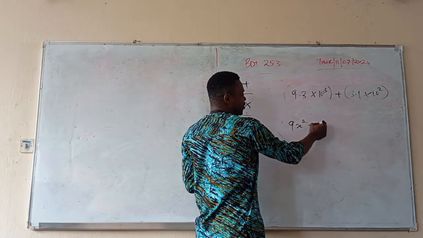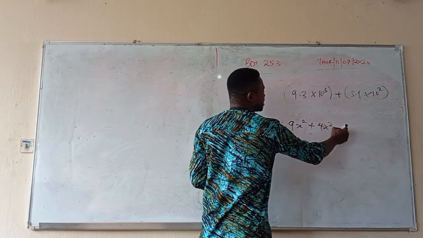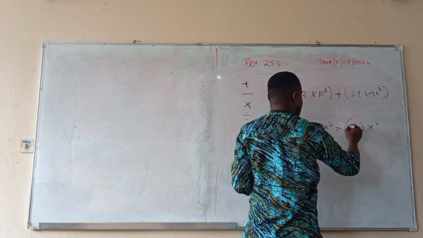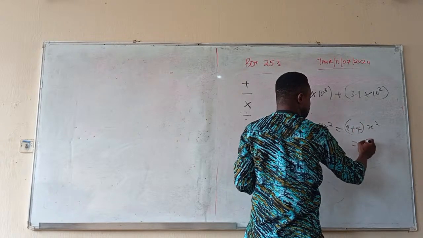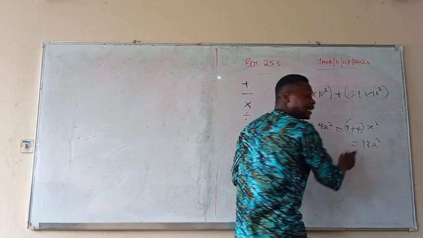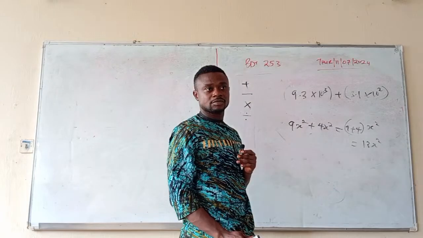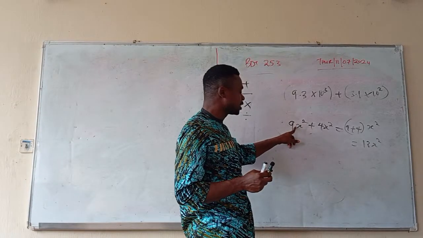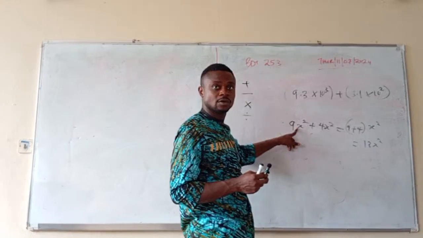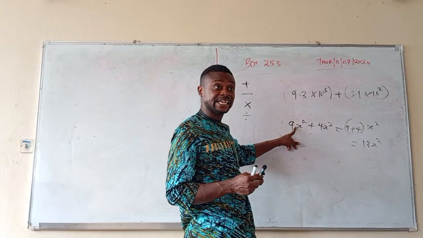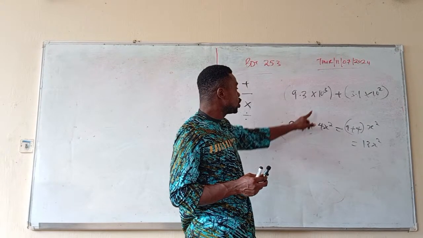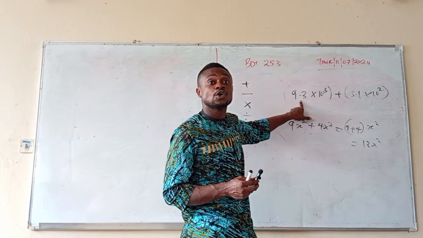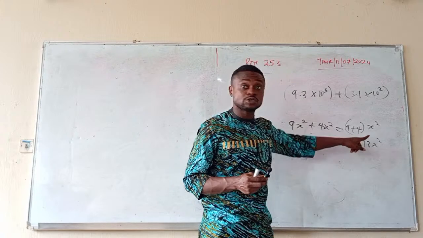Just like 9x squared plus 4x squared. You bring the x squared by the side, then add 9 and 4. The answer is what? If you understand this, you are good to go. Remember the relationship between x squared and 9 here is multiplication. The operation holding x squared and 9 is multiplication. The same way, the operation holding 10 to the power of 3 and 9.3 is multiplication. So you can solve it this way.